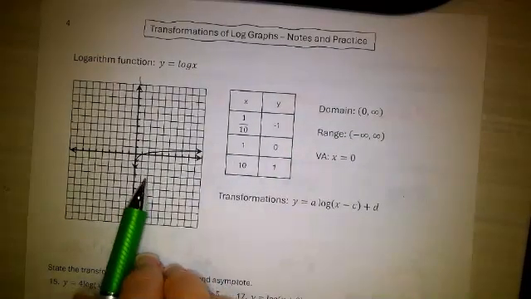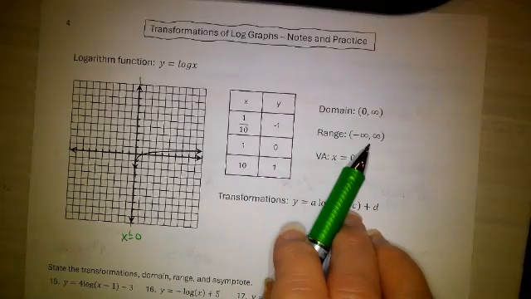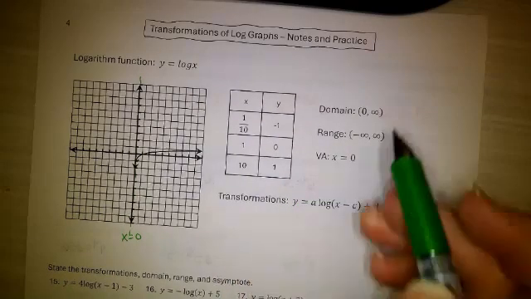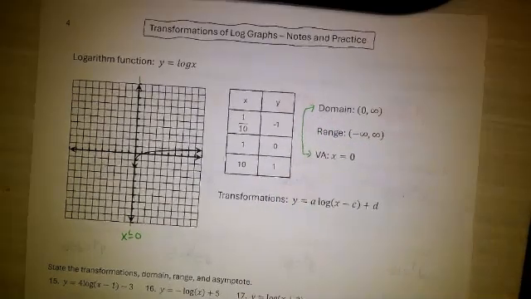It keeps going down towards infinity, towards negative infinity. So my domain starts at 0 to infinity. My range is all real numbers. This time I have a vertical asymptote at x equals 0. So my domain and my asymptote are very closely related this time.